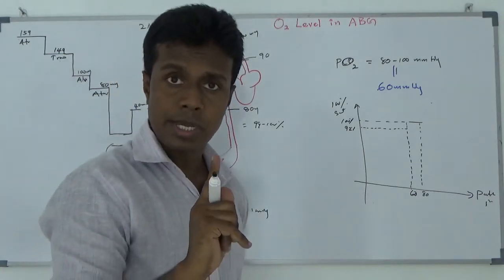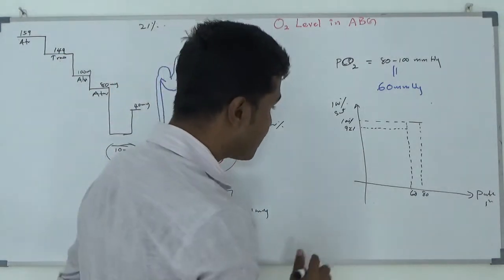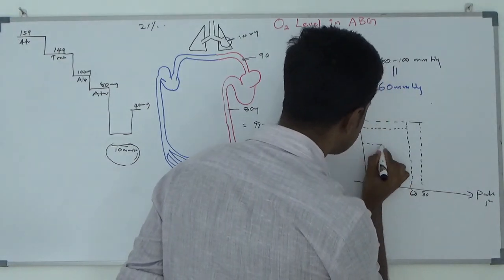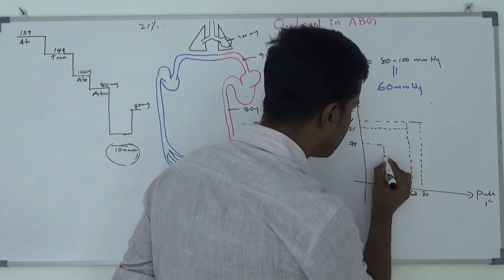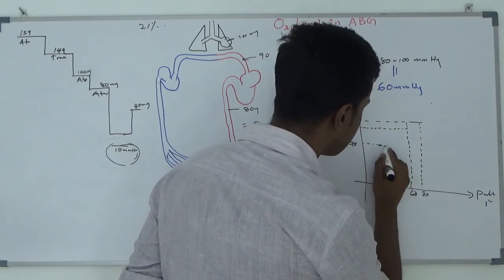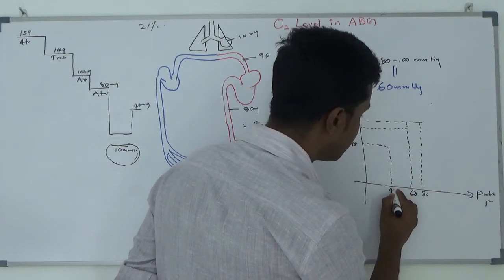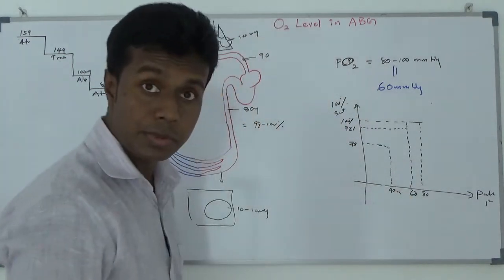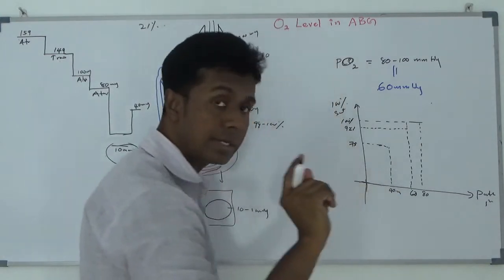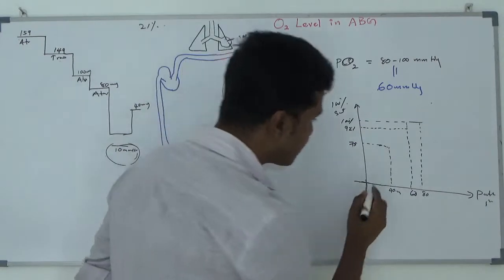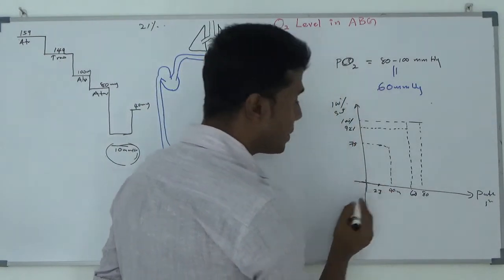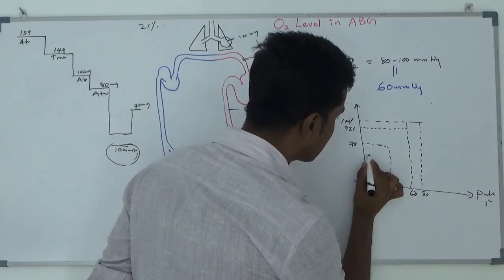Your venous side saturation is 75%, and the partial pressure is 40 millimeter mercury. You have 50% saturation when your partial pressure becomes 27.